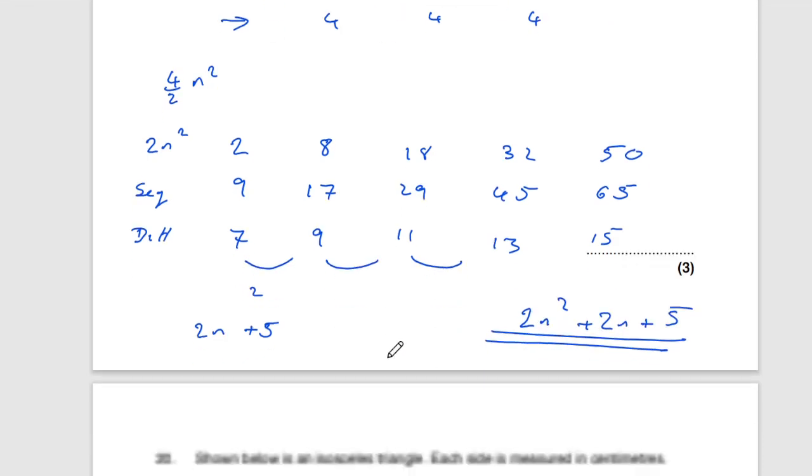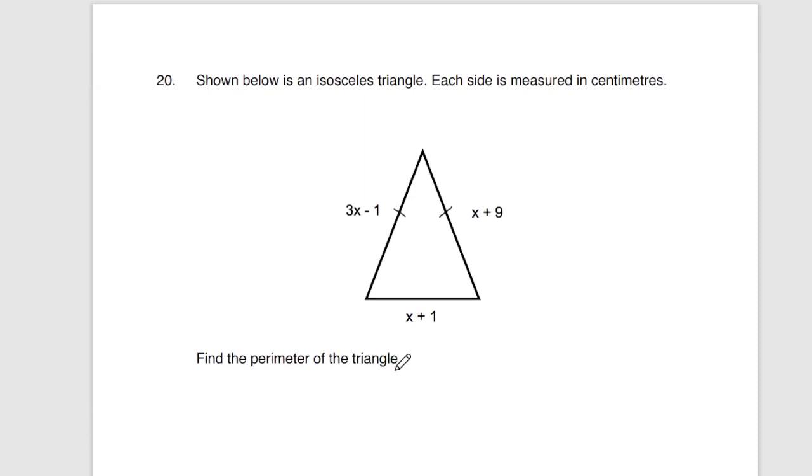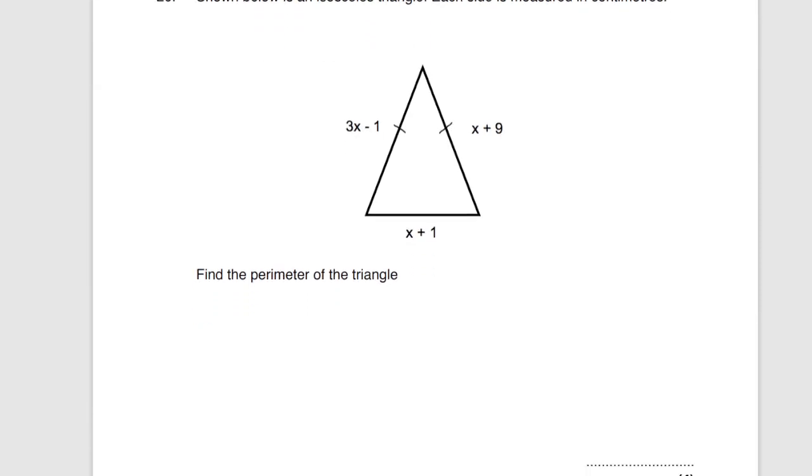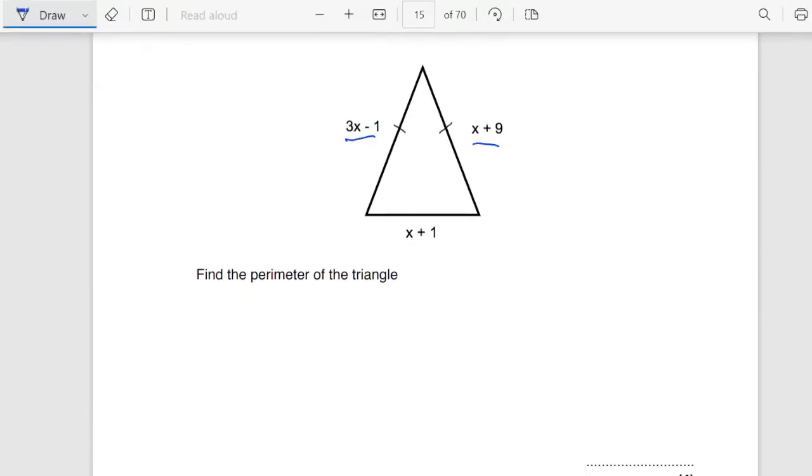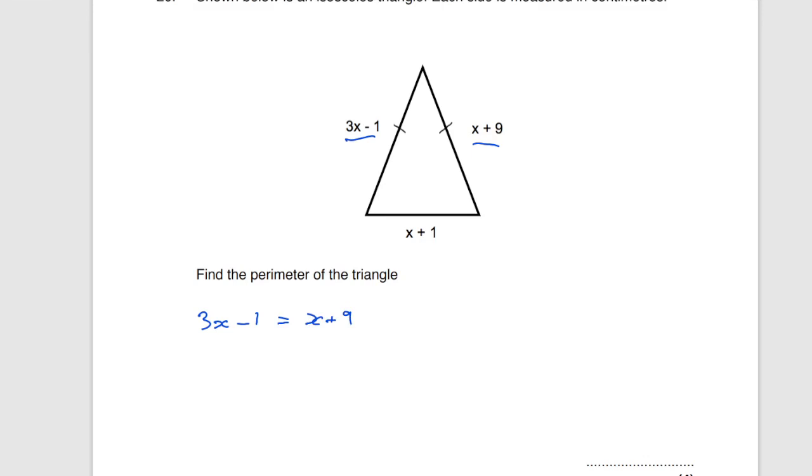Okay then, question 20. Below shows an isosceles triangle. Each side is measured in centimetres. Find the perimeter of the triangle. For an isosceles triangle, these two sides are going to be equal. So in effect, I'm saying that 3x minus 1 is going to be equal to x plus 9. Then I'm going to have to look at solving that.